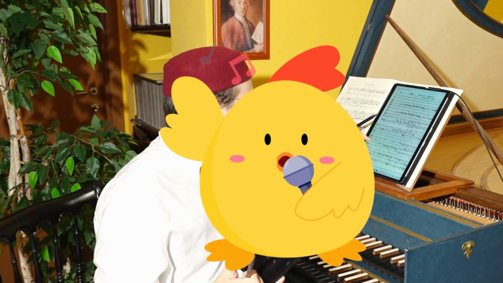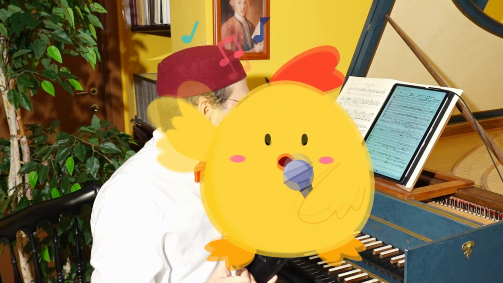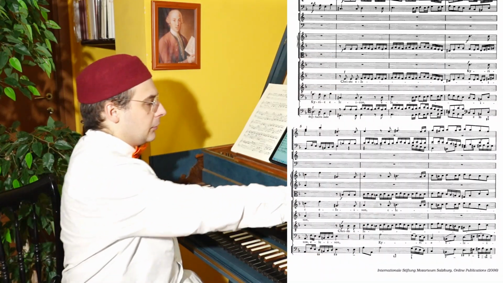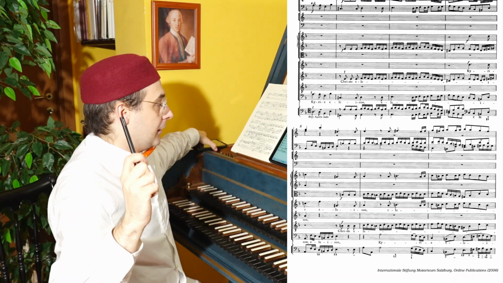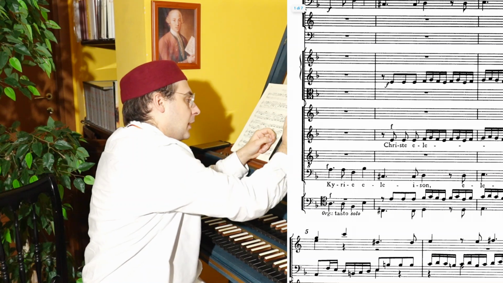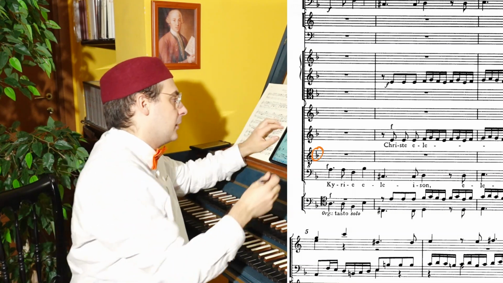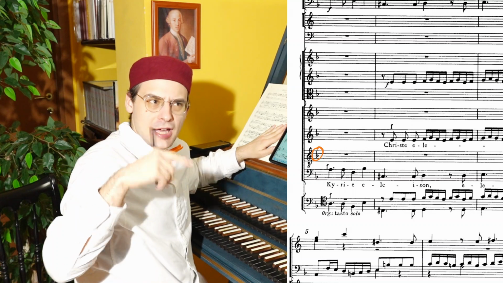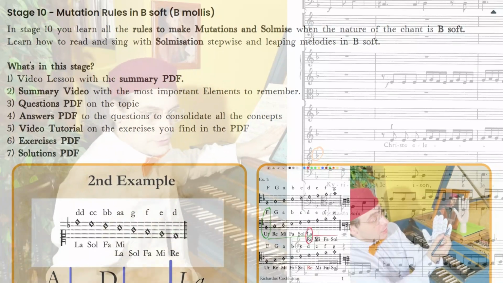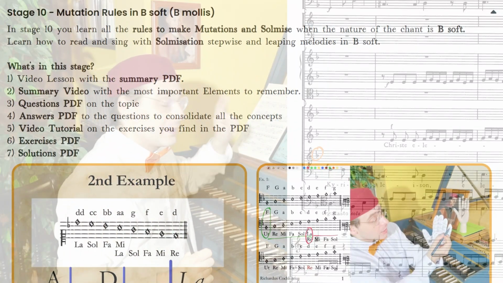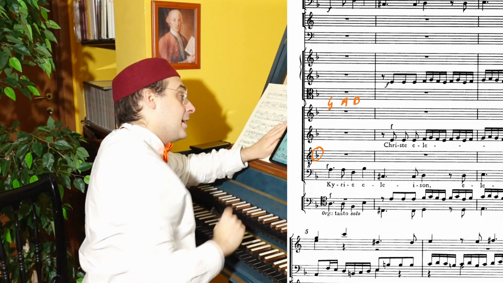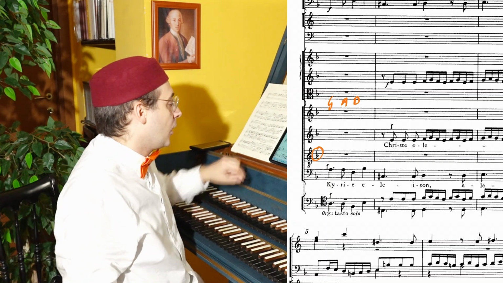Maybe, but I'm not entirely sure about how I would solfeggio this. Okay, so first of all, let's see how we have to do this. Since we have the flat in the key, we have three mutation places, as you can learn in lesson number 10 of Famiglia 5 Tota Musica, where we talk about mutation rules when the nature of the chant is B flat. So the mutation places are G, A, and D.